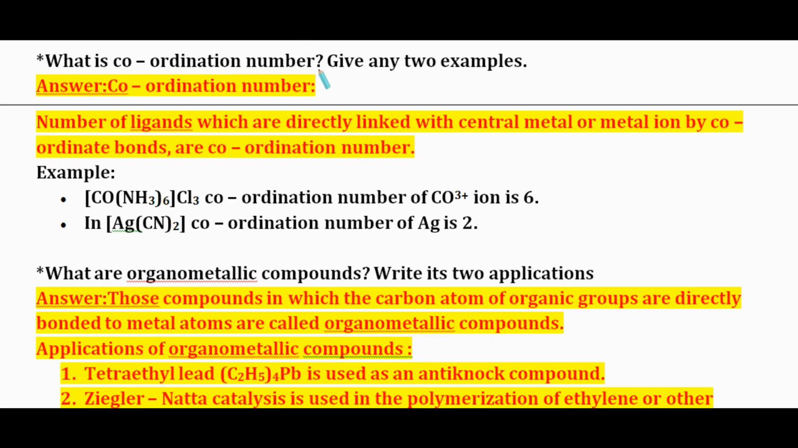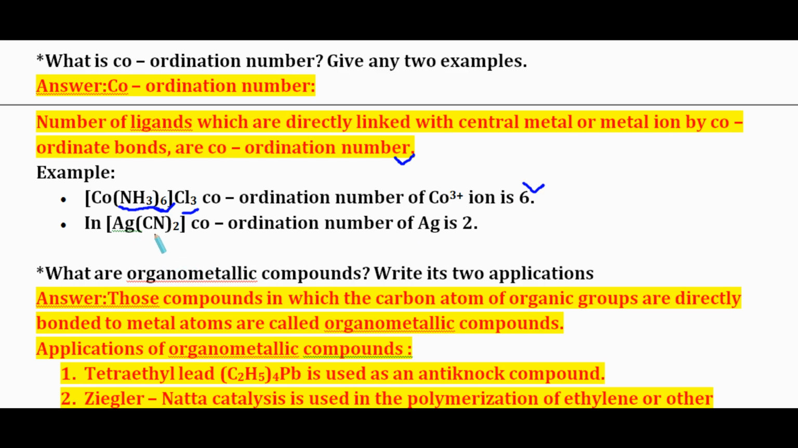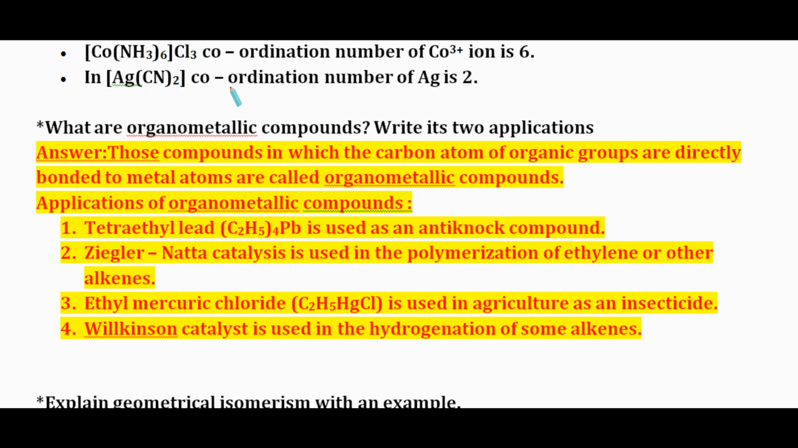What is coordination number? Give any two examples. Number of ligands which are directly linked with the central metal or ion by coordinate bonds is called coordination number. यहाँ पर एग्जाम्पल है Co(NH3)6Cl3. Here the number of ligands is 6, so the coordination number is 6. Ag(CN)2. Here number of ligands is 2, so the coordination number is 2.